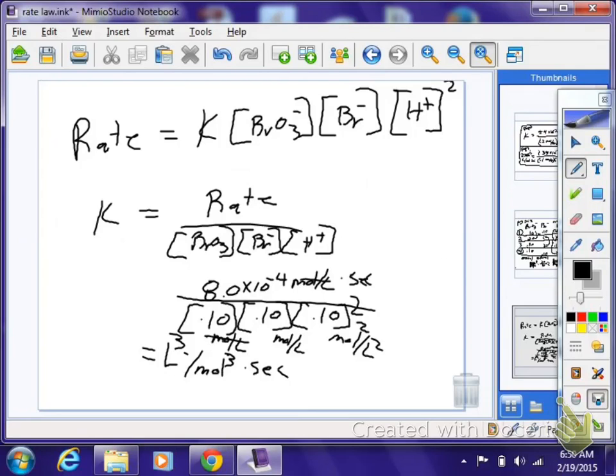Okay, then after we plug all the numbers in, our answer is 8. Right? So it would be 8 liters cubed divided by moles cubed times seconds. If you look at the bottom of page 563, they show a lot of that work, and then they give the answer. Same exact as what we came up with.